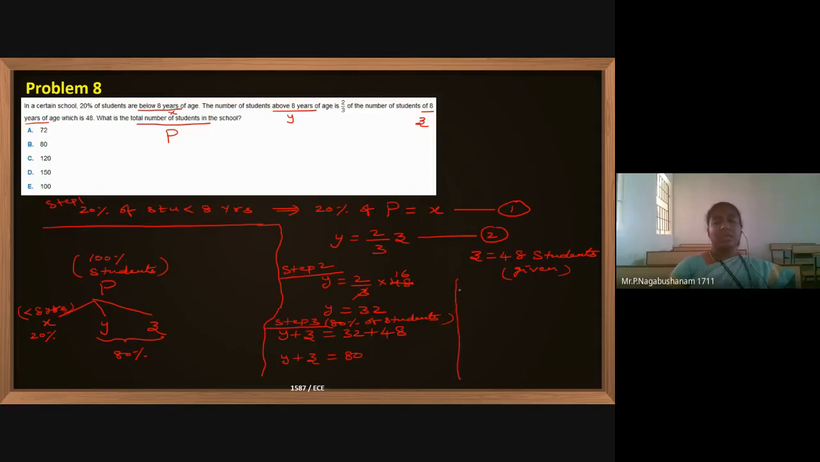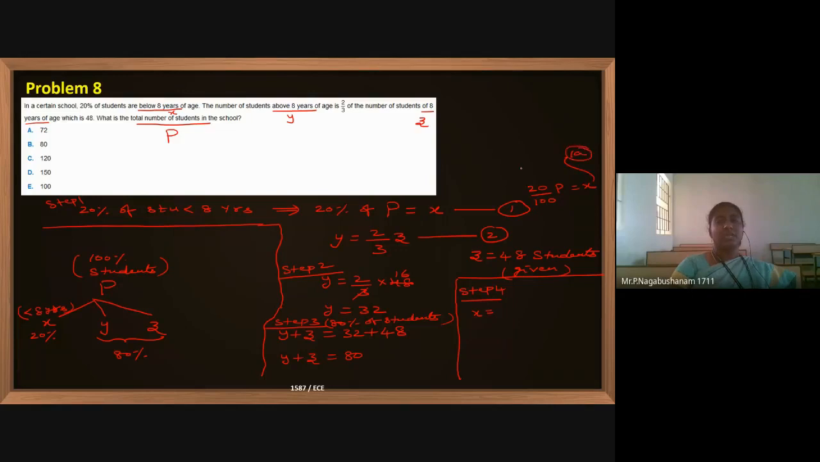Now step 4. X is nothing but 20% of total students, which is below 8 years. What will I do in equation 1? 20% of total students P, so 20 by 100 into P is nothing but the X value. In equation 1, 20 by 100 into P equals X value. Let this be equation 1A.